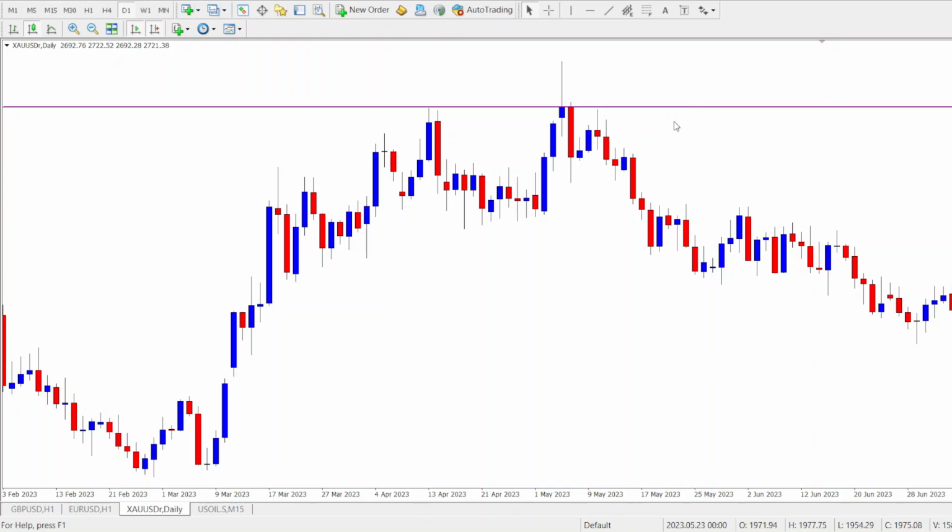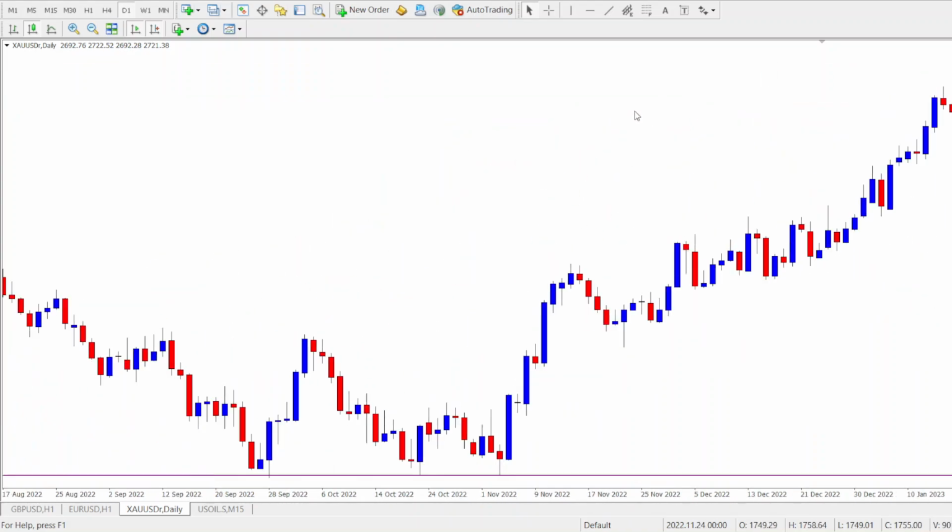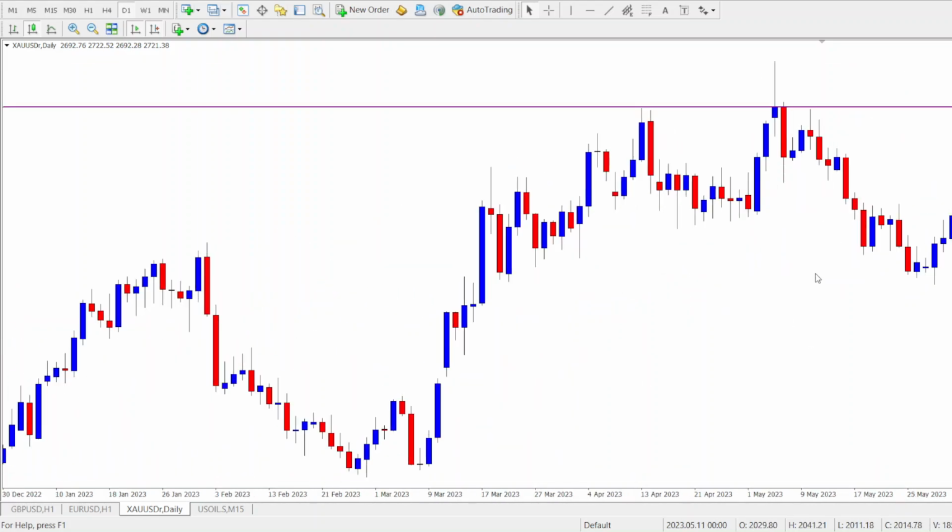Now we use horizontal lines to mark our resistance level and our support level, at places where price repeatedly bounced off, with at least 2 points of rejection.